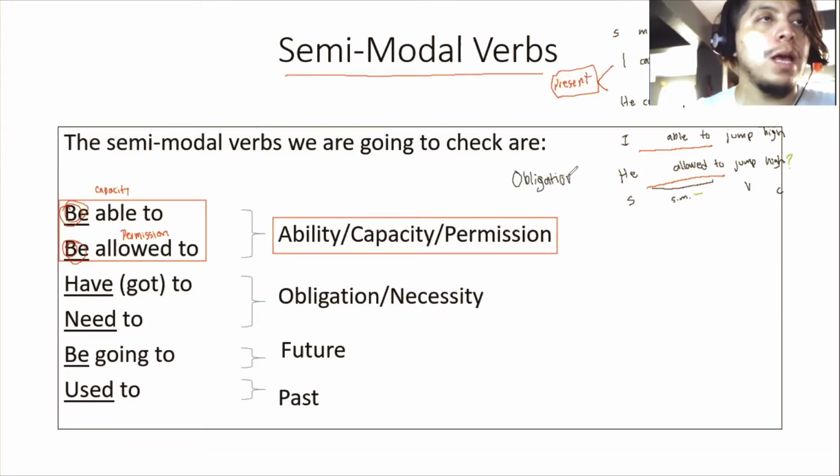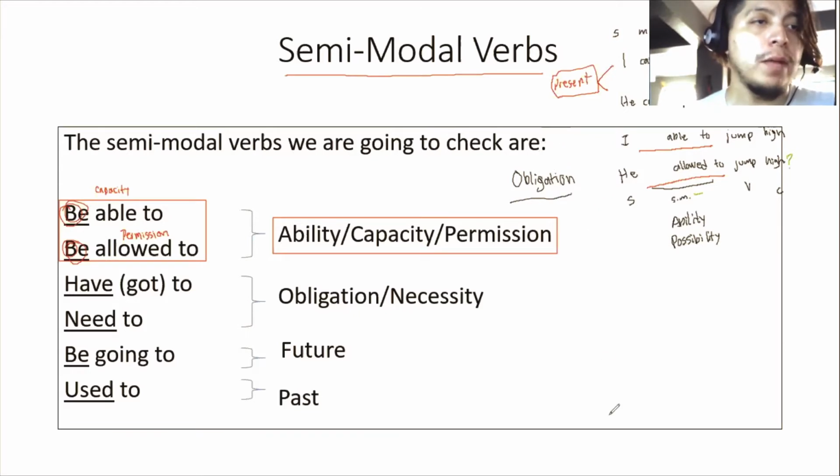So what happens if I want to speak about ability or capacity or permission, ability or possibility, but I also want to speak about obligation? Well, I can use a modal verb for obligation. The modal verbs for obligation, I hope that you remember, are must or maybe should. And then be allowed to. Must be able to, must be allowed to.